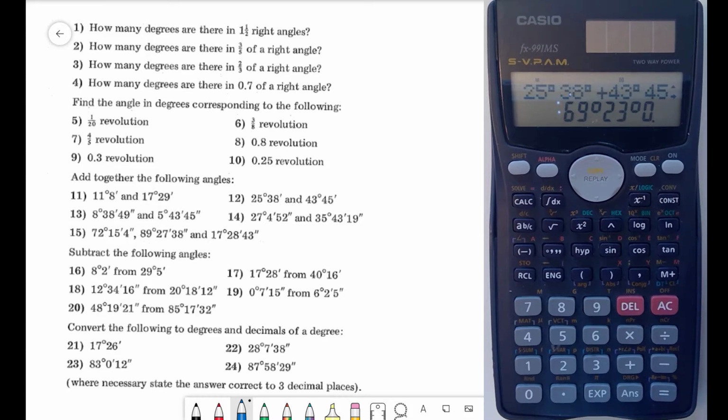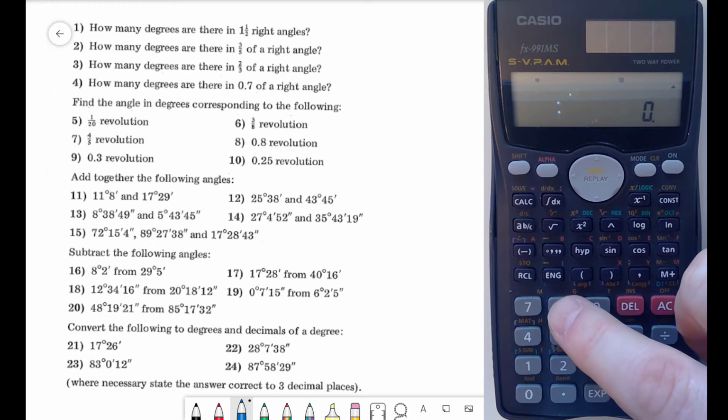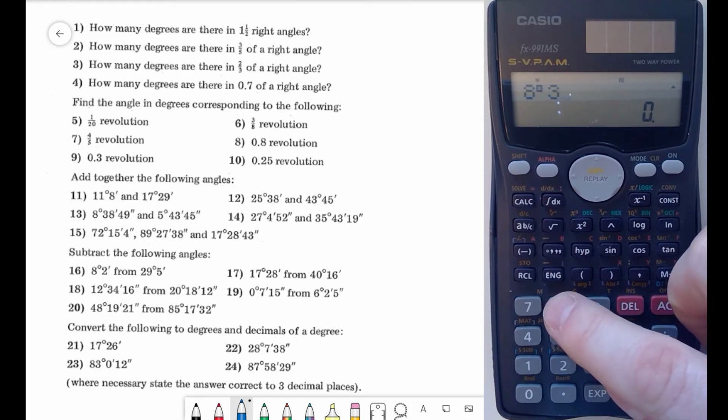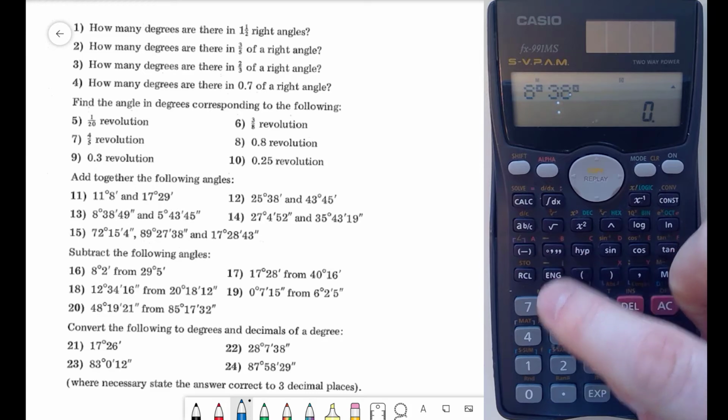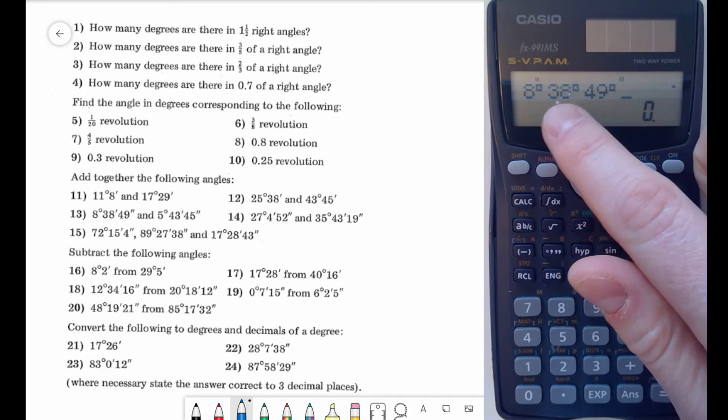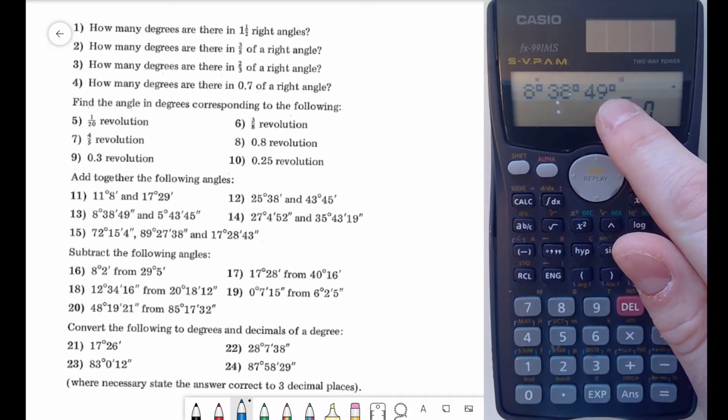So now our answer is 69 degrees, 23 minutes and 0 seconds. Question 13. So now we've got some seconds for question 13. So it's 8 degrees, 38 minutes, and now 49 seconds. So this time I've actually hit that degrees, minutes, seconds button 3 times to get this in.